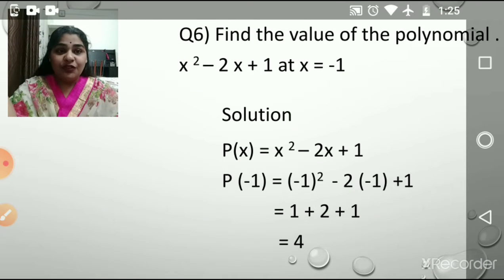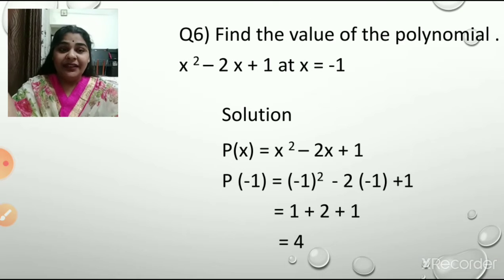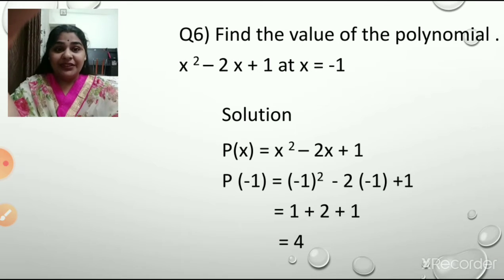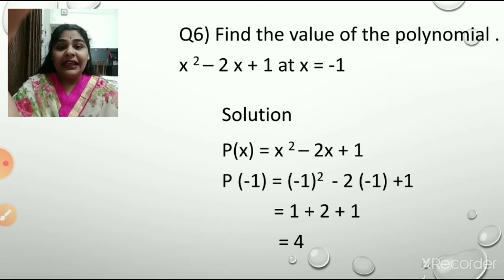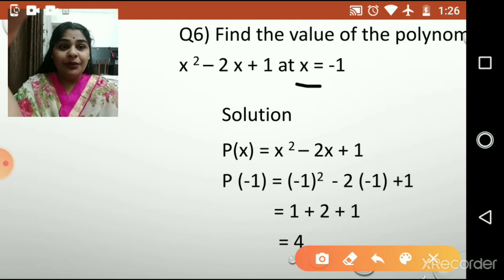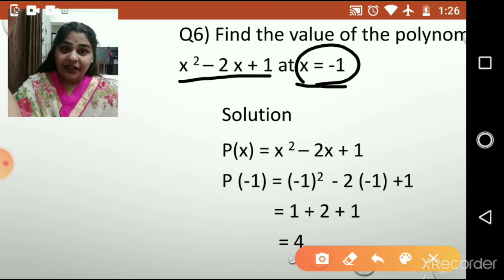Find the value of the polynomial x square minus 2x plus 1 at x is equal to minus 1. So here the question is very simple, children. You have to find the value of the given polynomial at x is equal to minus 1. So x value will be given to you. You have to just substitute this value in the given polynomial and find out the solution.